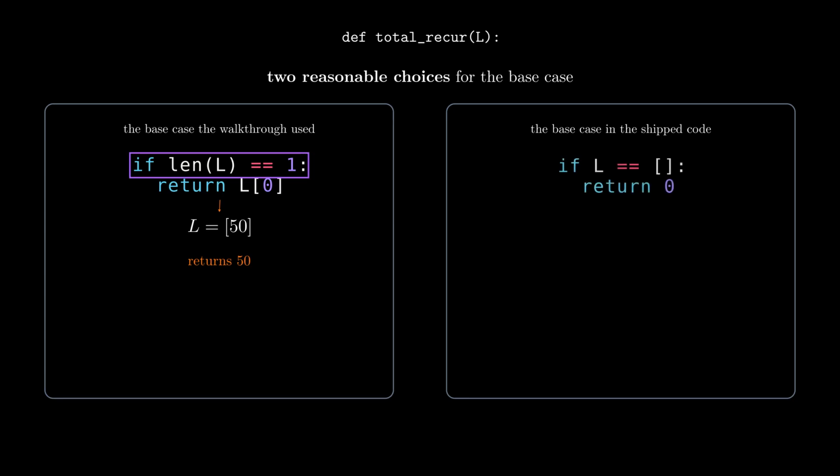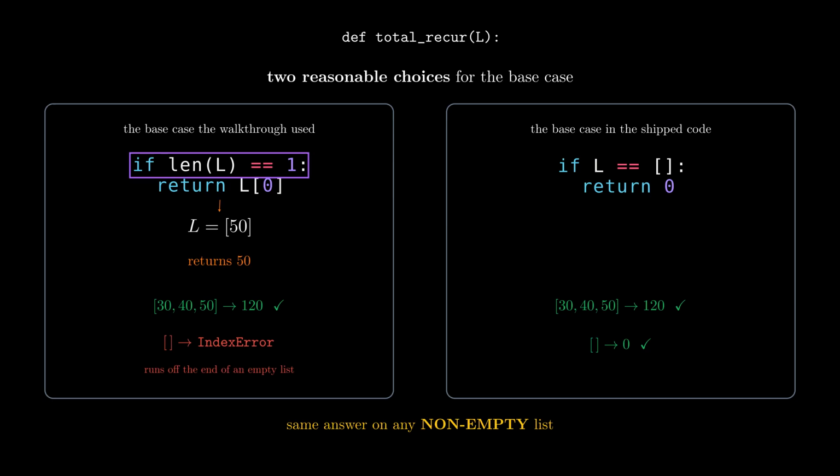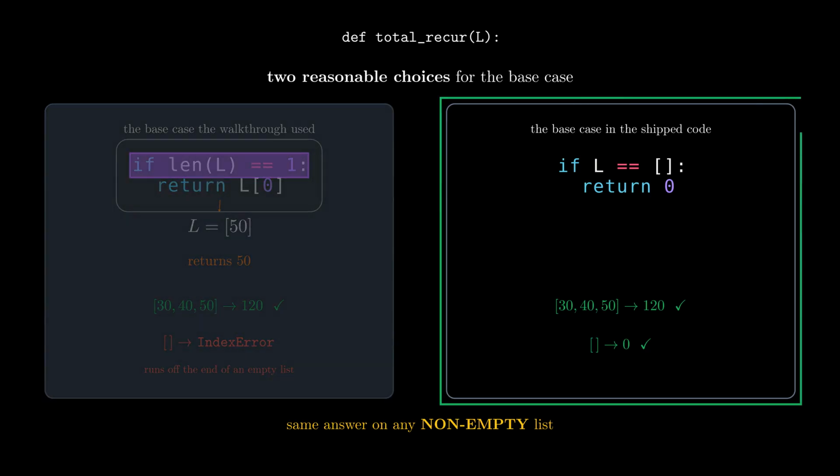If L is the empty list, return 0. Both give the same answer on any non-empty list. On 30, 40, 50, both return 120. Only the empty list version also survives an empty list. The length 1 version will run off the end of it. The full function on screen uses the empty list.